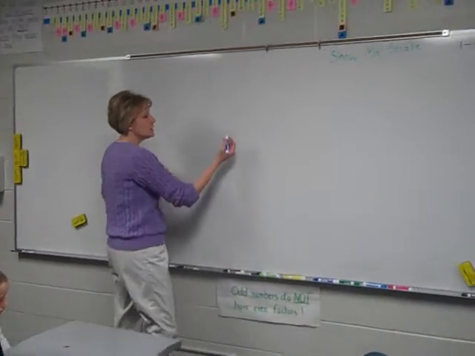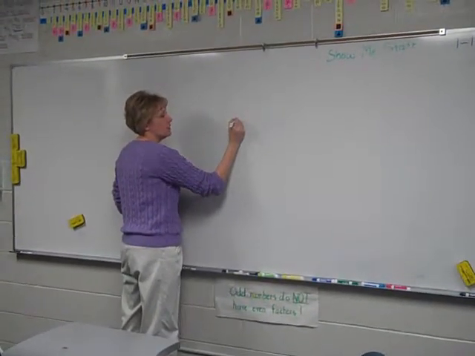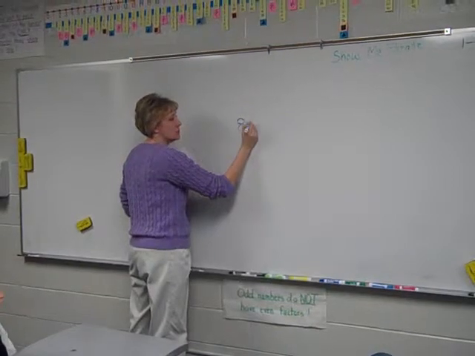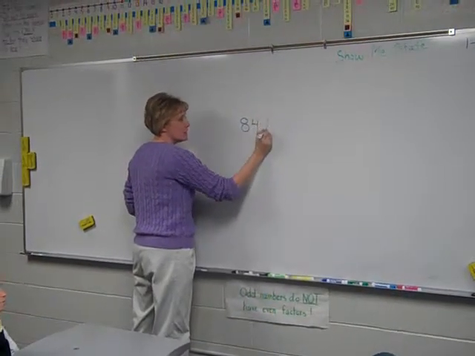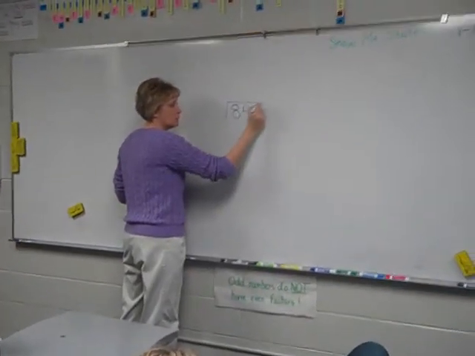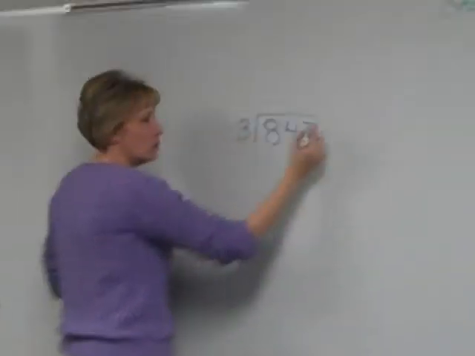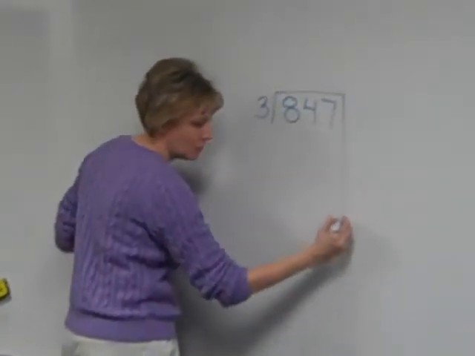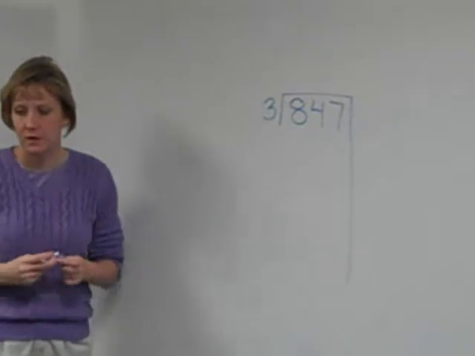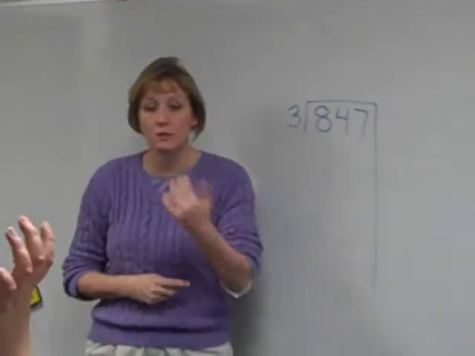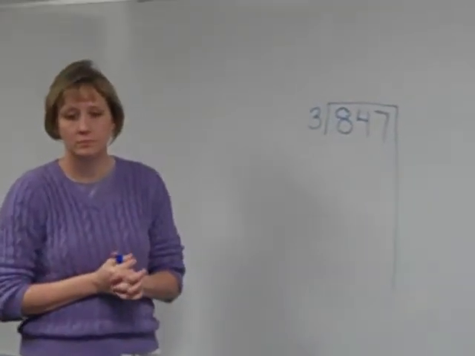So let's think about this problem. How about 847, and let's take that number and divide it by 3. What does that mean? 847 divided by 3, what does it mean? To break 847 down into 3 groups.